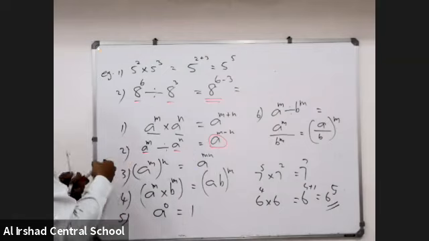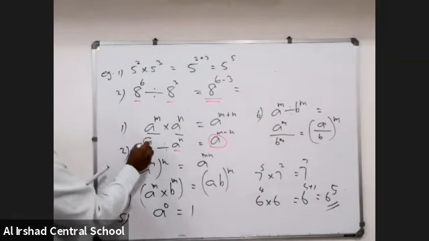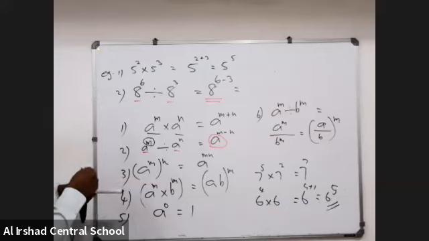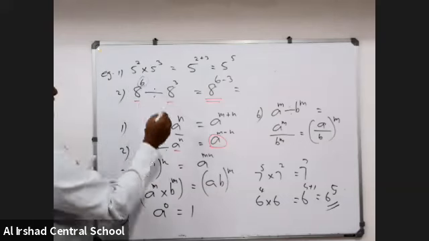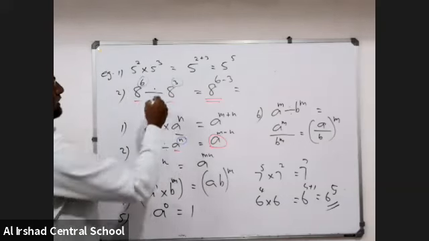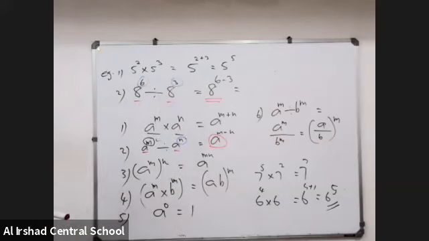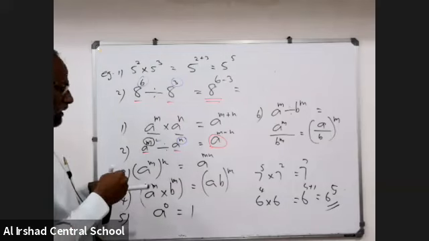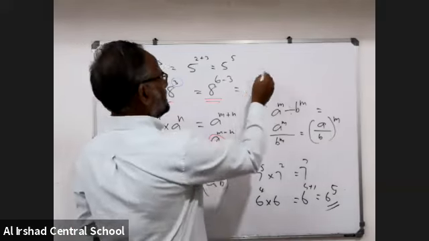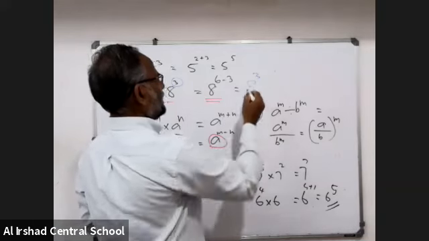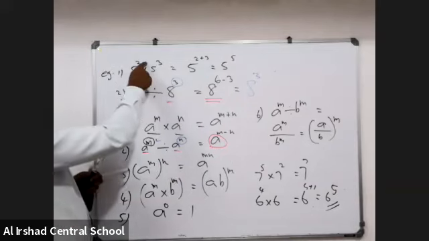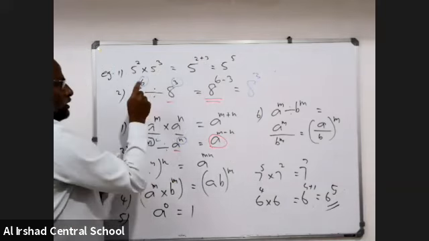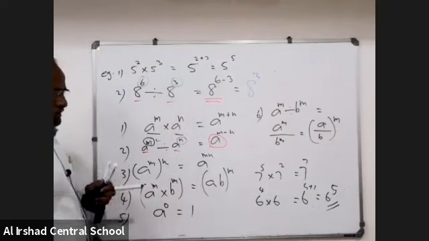Then m and n. What is your m? Your m is here 6, and your n is 3. Okay, m minus n. You know, 8 to the power of 6 minus 3, that means 8 to the power of 3. Remember that it is not multiplication, so add the exponents. It is not division, so subtract the exponents.